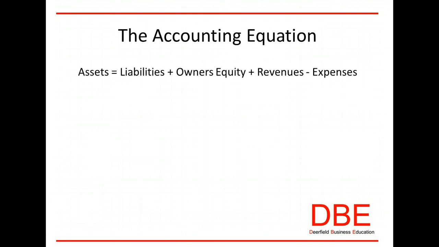And what we need to do is obviously understand that assets are on the left side of the equation, liabilities, owner's equity, revenues, and expenses are on the right. And basically, at the end of the day, debit means left and credit means right. So when we say we debit an account, we're going to add a left entry, and if we credit an account, we're going to add a right entry.